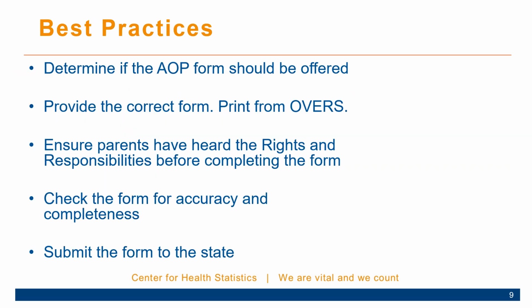Let's talk about the best practices when it comes to acknowledgments of paternity. First, it's up to you to determine if an AOP should be offered. If the mother is not married to anyone, offer the parents an acknowledgment of paternity form. You can print the acknowledgment of paternity form, which is the 45-31, from the print forms link in the other links section. You can also order those forms on our website.